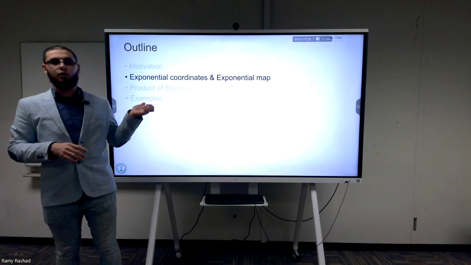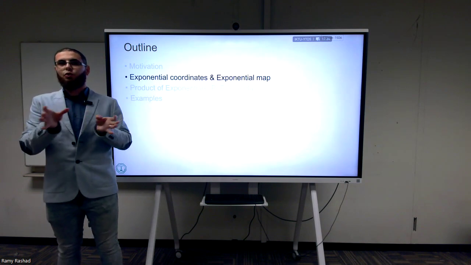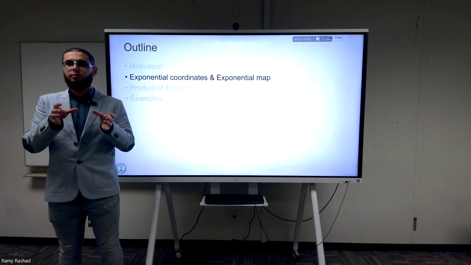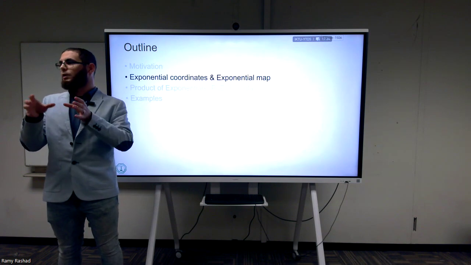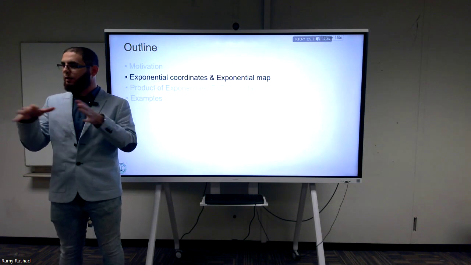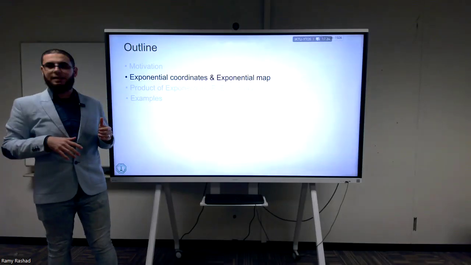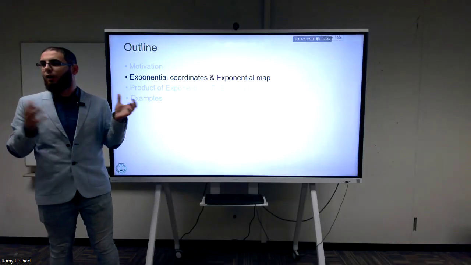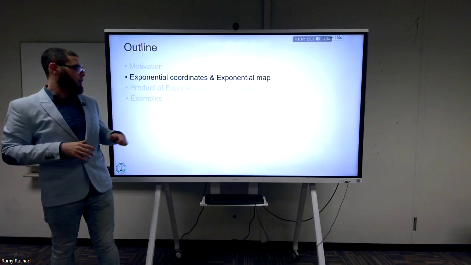The exponential coordinates and the exponential map are two special structures of the Lie groups SO3 and SE3. We're going to investigate them more, and then later we're going to look at how we can use that to solve the forward kinematics problem.